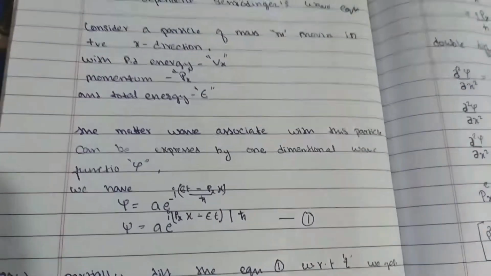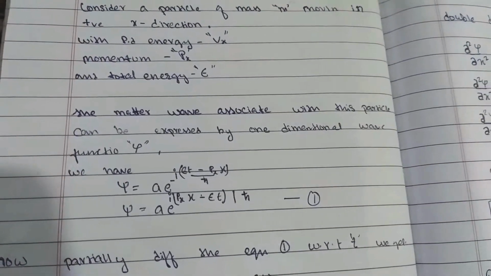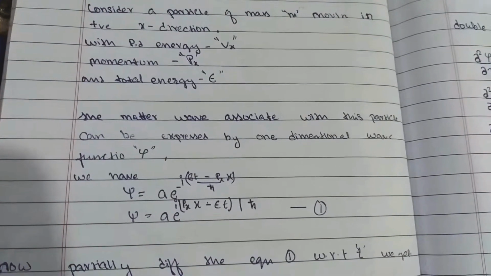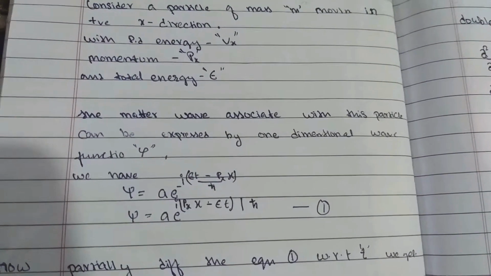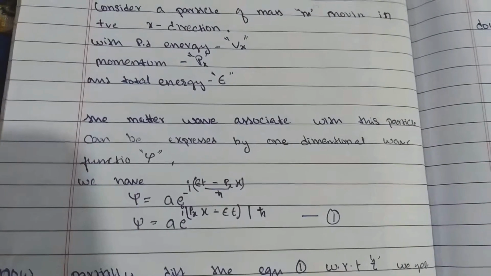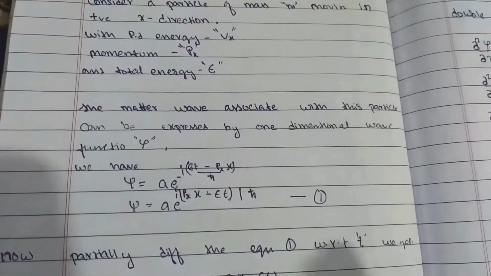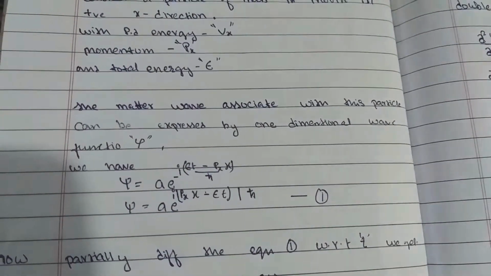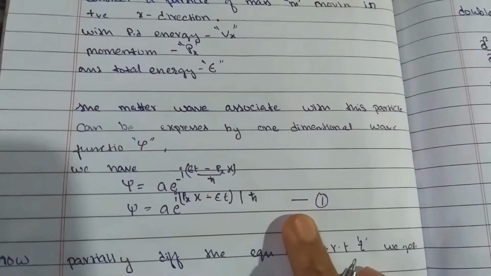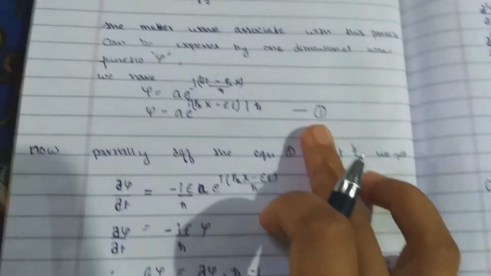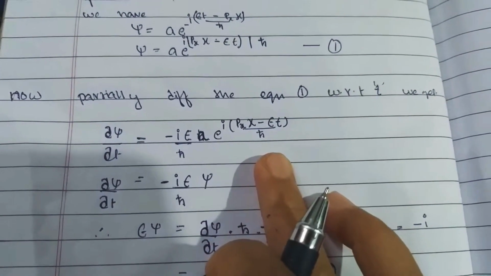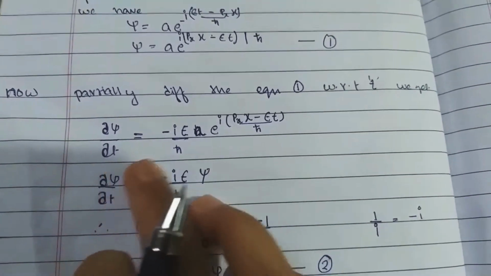We have psi equals A e to the power minus i (E t minus p sub x into x) divided by h cut, where t is time. So when we multiply the minus inside the bracket, we get this equation 1. Now partially differentiating equation 1 with respect to t, we get this.